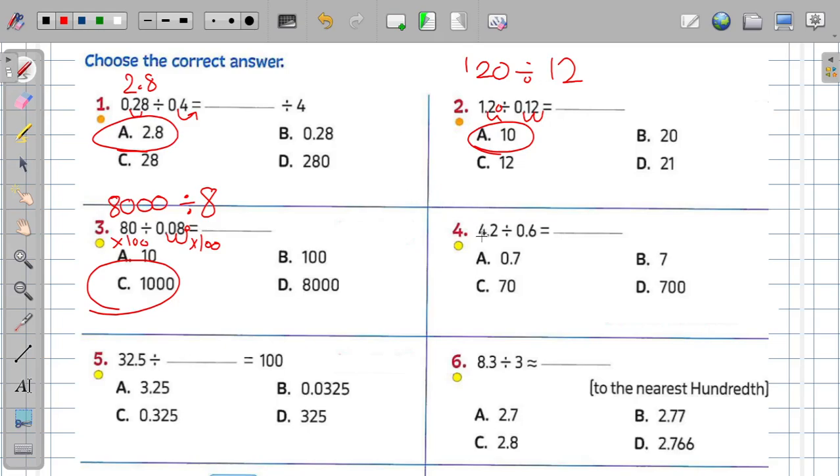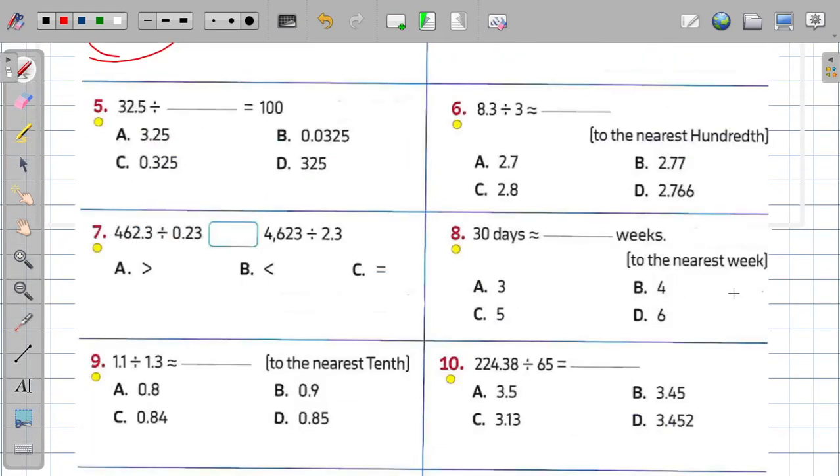Next, I have 4.2 divided by 0.6. I want to move the decimal point. So I will move it one place, or I will multiply by 10. So I will multiply the dividend by 10, or I will move the decimal point one place to the right. So it will be 42 divided by 6. So 42 divided by 6 equals what? Equals 7.